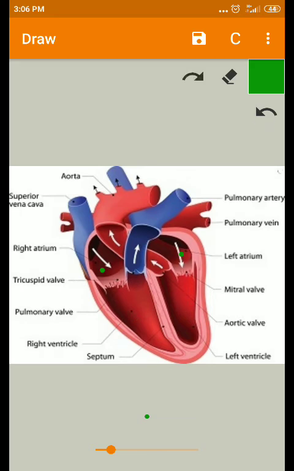Now, as we know, the right atrium has two openings from outside, for the superior vena cava and the inferior vena cava, whereas from atrium to ventricle it has the right atrioventricular valve, that is called the tricuspid valve, and from the right ventricle it opens into the pulmonary trunk.